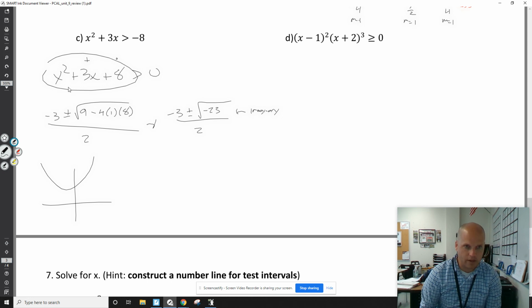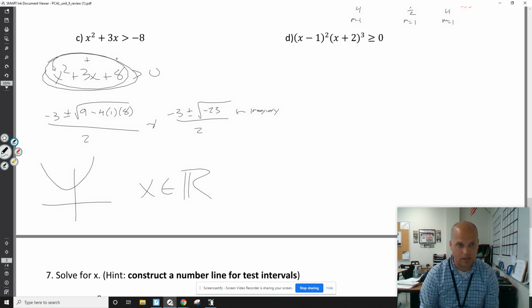So this is always all positive or all negative, depending on your leading coefficient. Pay attention to that. Since this is a quadratic opening upward, all of our values are positive. X can be any number. Plug in any number, and I guarantee you that this is positive. I'll leave it at that.